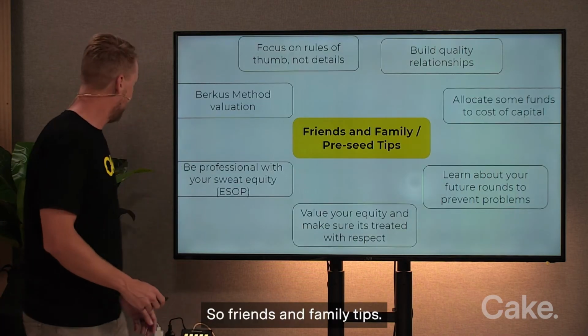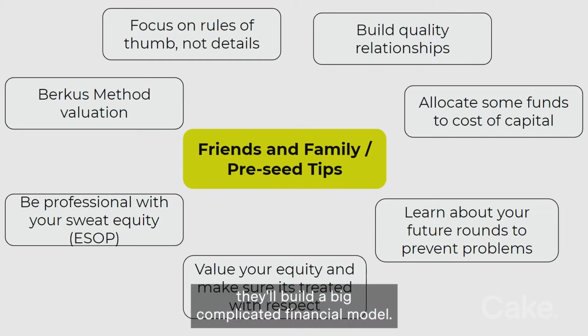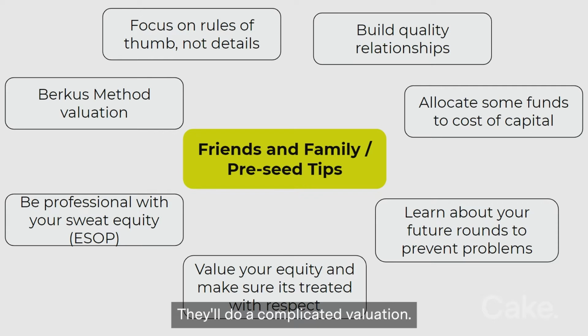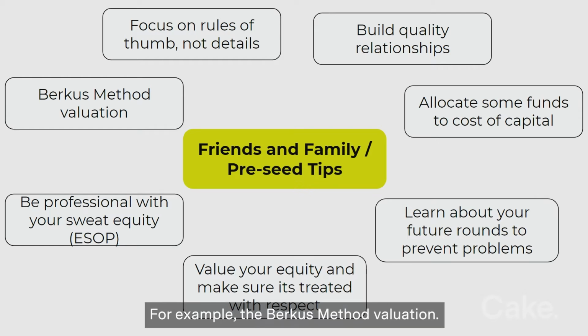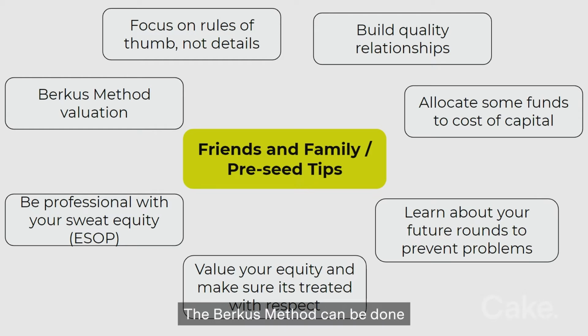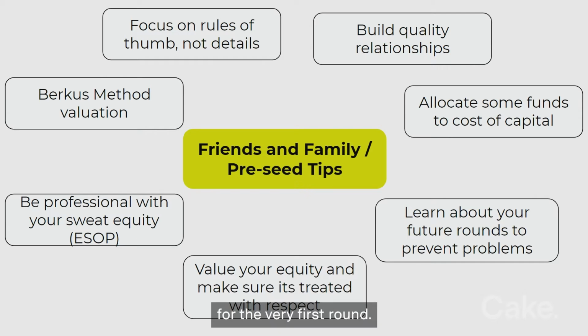So, friends and family tips. Focus on rules of thumb, not details. Many founders will build a big, complicated financial model, do a complicated valuation, and get really stuck in the details. This is really unnecessary. You need to look for hacks to minimize the amount of money you're spending and the amount of time you're wasting. For example, the Berkus method valuation can be done in as little as 5 to 10 minutes and gives you a universally understood valuation for the very first round.